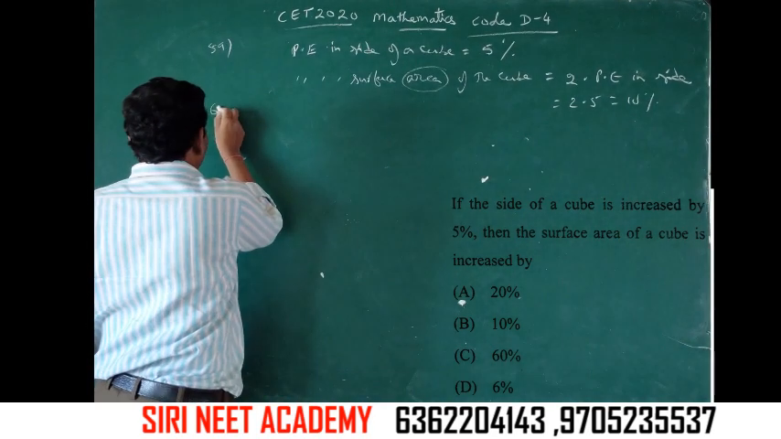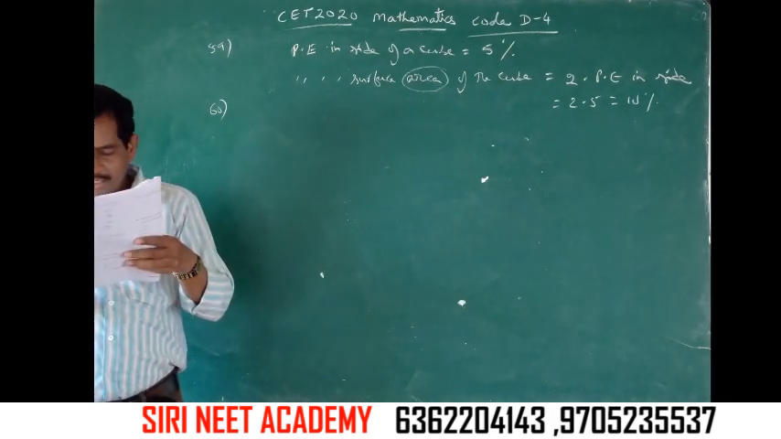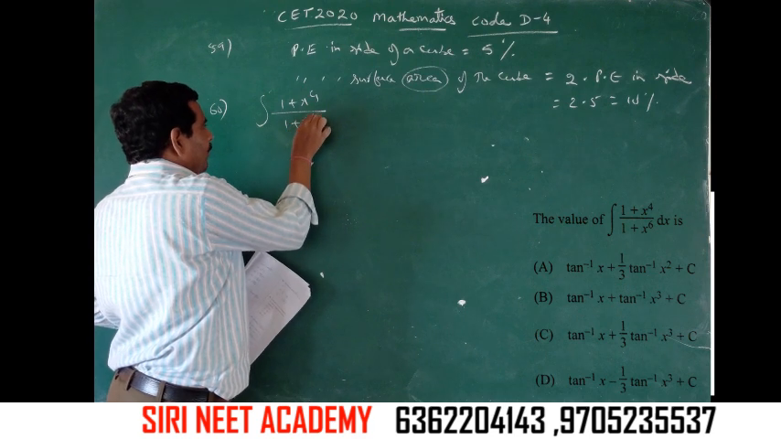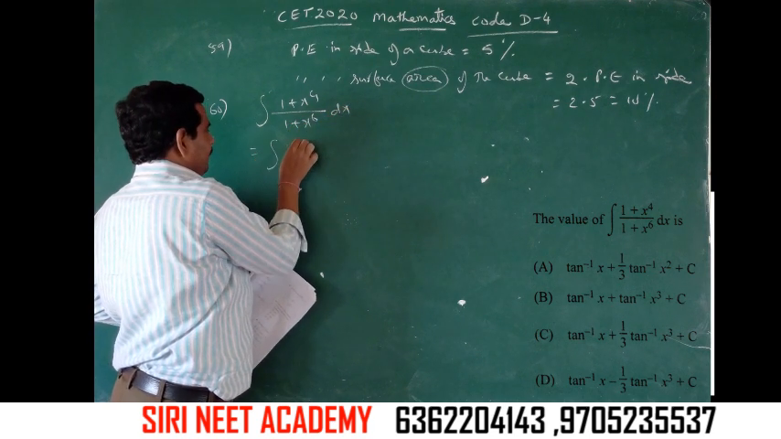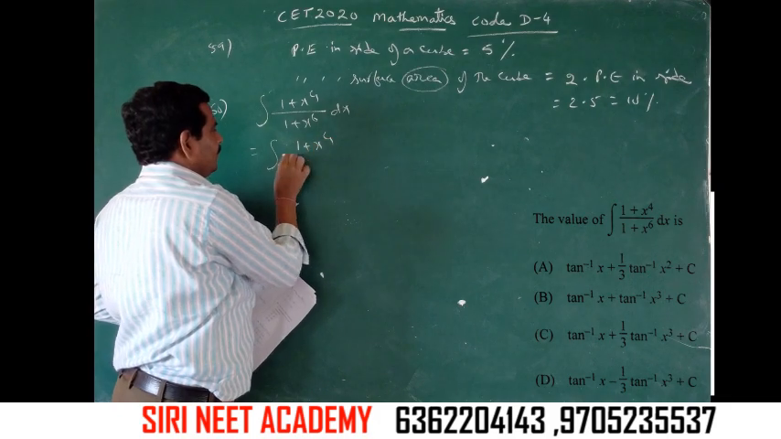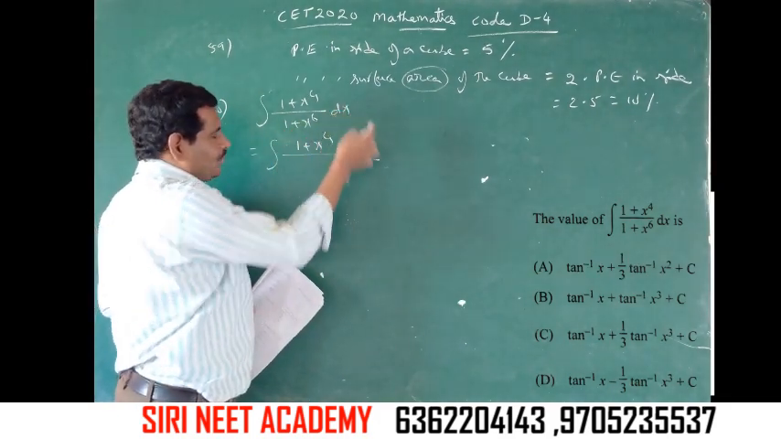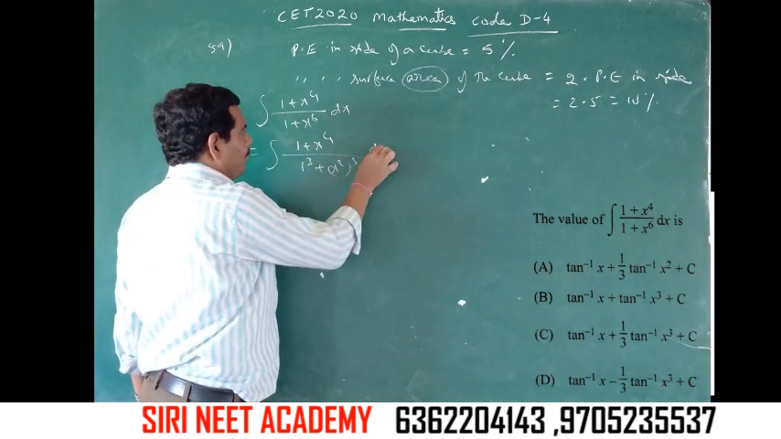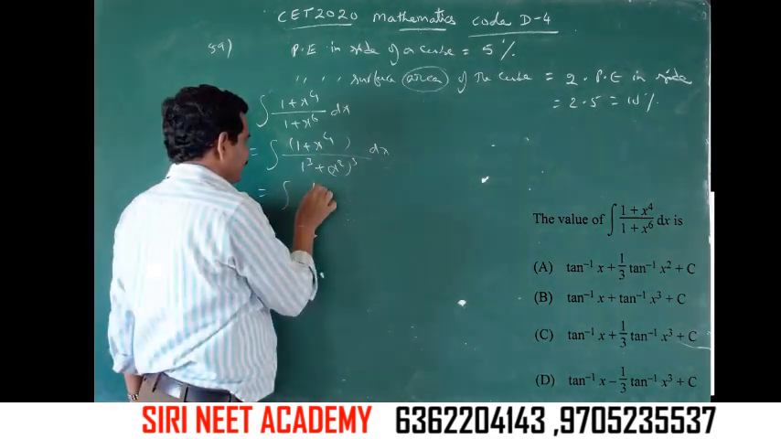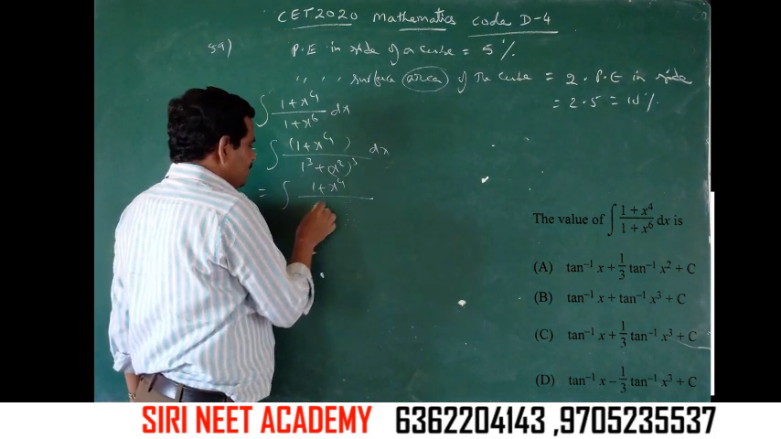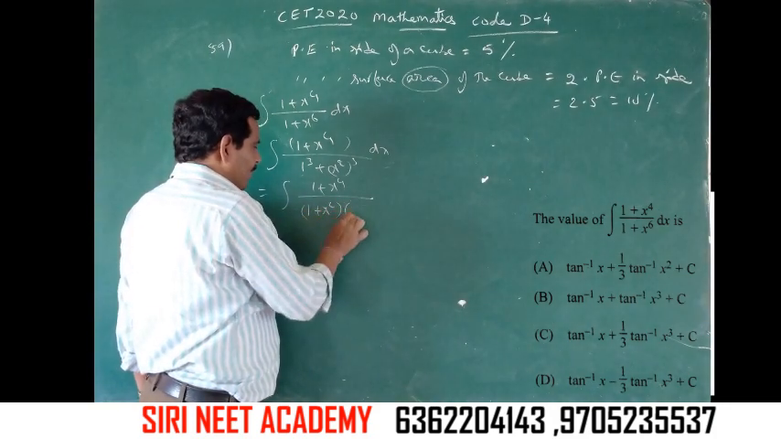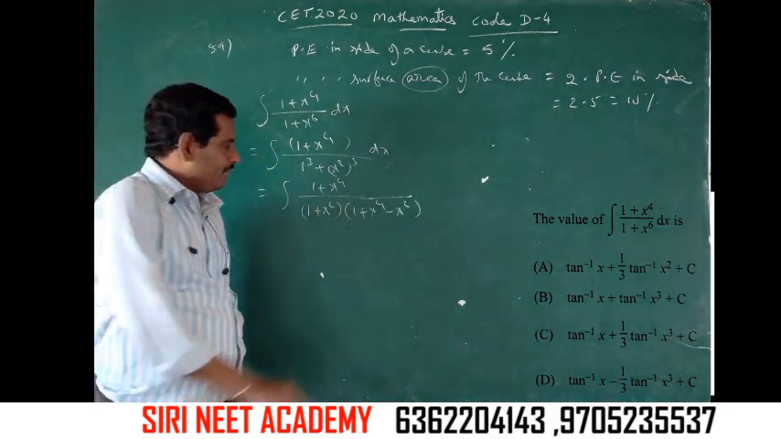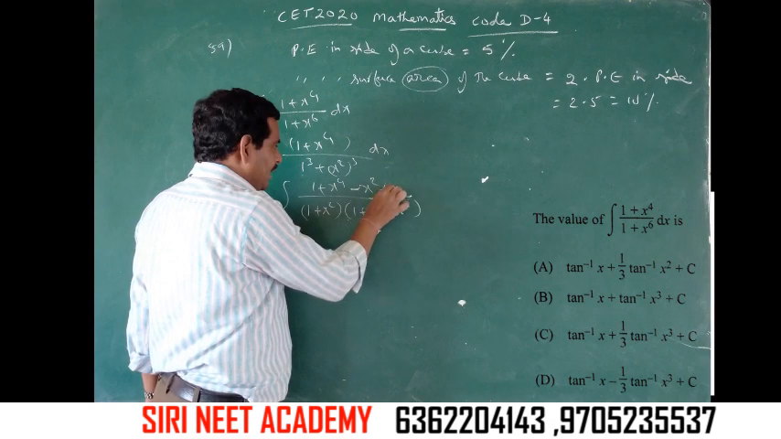Now question number 16. This is from integrals. Integral of 1 plus x power 4 by 1 plus x power 6 dx. In the denominator, the factors: 1 cube plus x square whole cube, a cube plus b cube. a plus b into a square plus b square minus ab. So here what is missing? x square. So subtracting x square, adding x square.